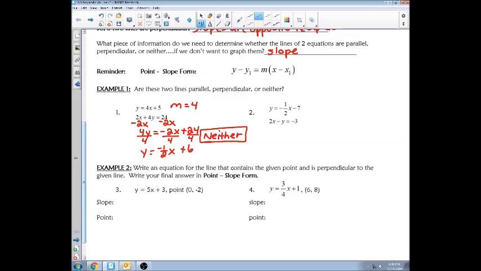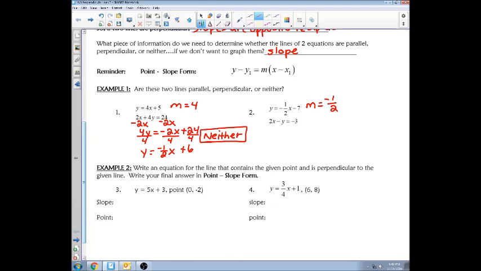Okay. On to problem number 2. Again, in order to find out if my second line has the same slope as my first line, my slope of my first line is negative 1 over 2. So for a parallel slope, we're looking for negative 1 over 2. For a perpendicular slope, we're looking for a positive 2 over 1 or just a positive 2. And if it's anything else, then it'll be neither.